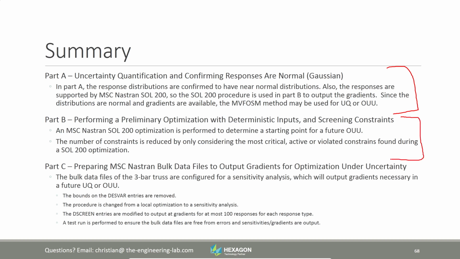In part B, we went through the process of trying to find the best place to start the OUU, and we screened the constraints. Then in part C, we needed access to the gradients, so we quickly configured the bulk data files to output the gradients from MSC Nastran. And that's it. You're done preparing your set of bulk data files for the OUU that comes in part 2. So I'll stop the video and then jump to part 2 of the video next.